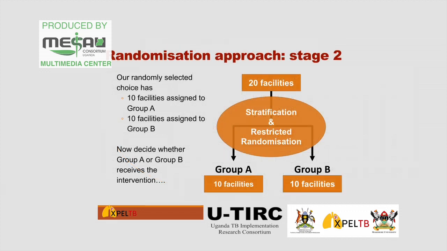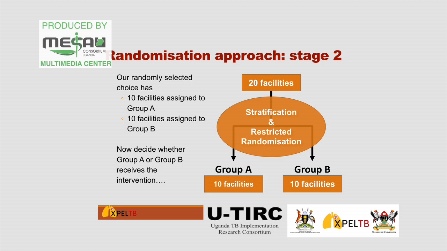So at that point, we've got our randomization. We know which of the 10 clinics are in Group A and which of the 10 clinics are in Group B. We now have to decide whether Group A or Group B receives the intervention. This is really the crucial part, the most exciting part of the randomization. Is Group A the intervention or is Group B the intervention?